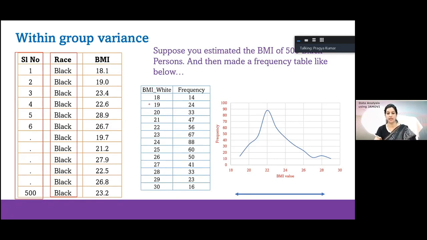Similarly, you have taken white individuals also, and you have calculated. So this is the frequency. You have made a frequency table like this, and you have got a graph like this. This graph here is the BMI of black, it is not the white one. Sorry, this is black here. So this is the within group variance. Remember in descriptive statistics we studied variance, that it measures the dispersion. So this is the within group variance of BMI in black people.